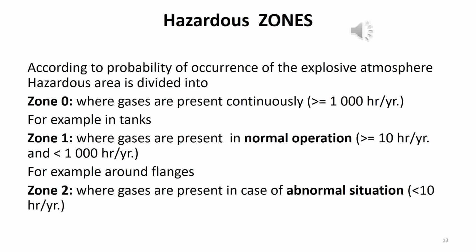According to probability of occurrence of the explosive atmosphere, hazardous area is divided into zone 0, where gases are present continuously more than 1000 hours per year, for example in tanks; zone 1, where gases are present in normal operation between 10 and 1000 hours per year, for example around flanges; and zone 2, where gases are present in case of abnormal situation, less than 10 hours per year.